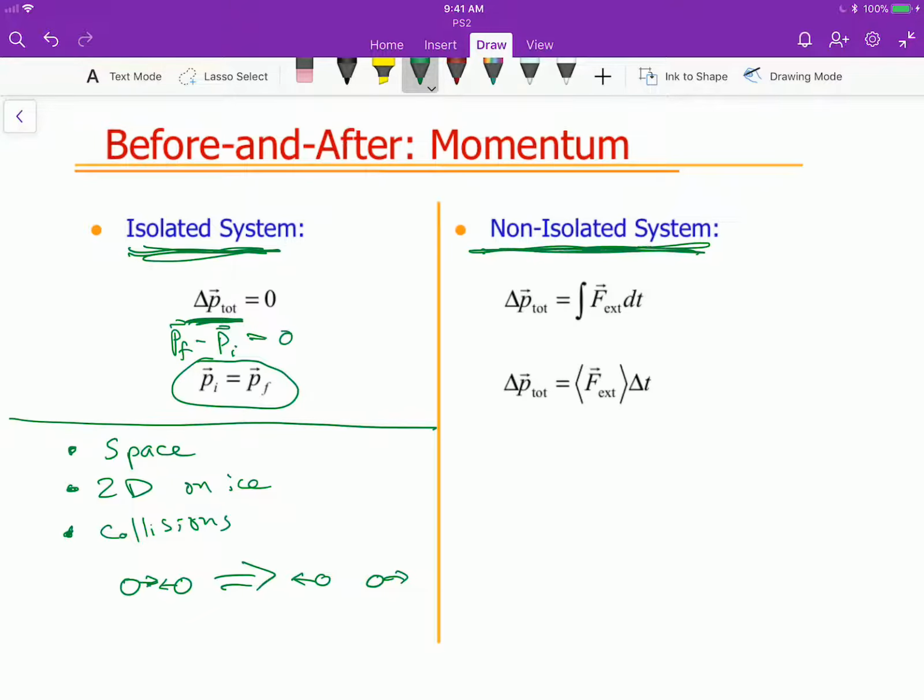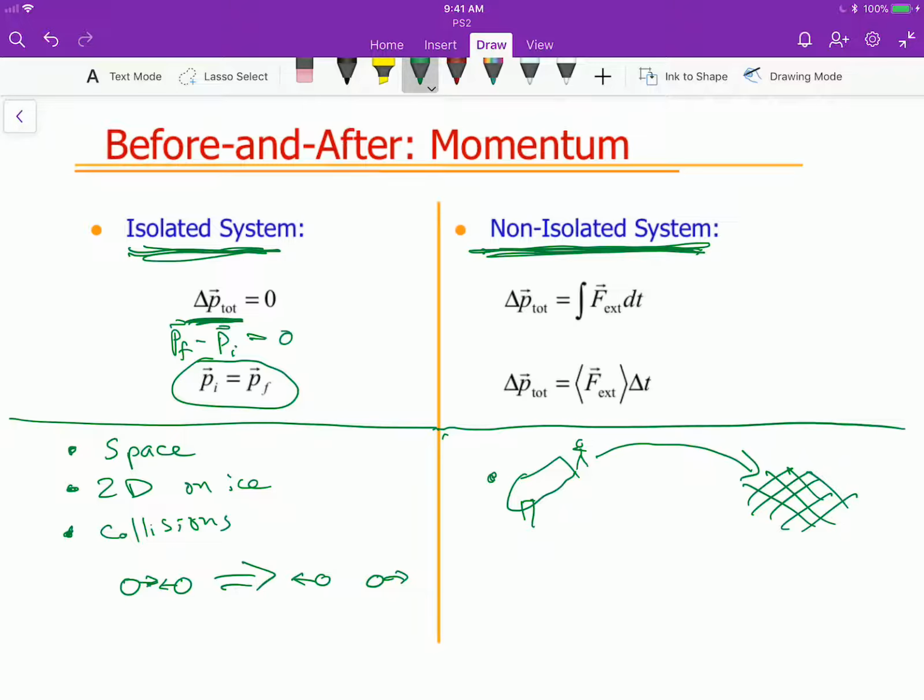Now, for a non-isolated system, what are some examples there? One was a cannon shooting a person out of it. So here's our cannon, and the person is being shot out of the cannon and landing in a net over here, and we figured out, based on the change in momentum, why the net was more appropriate to land in than just landing on the floor.